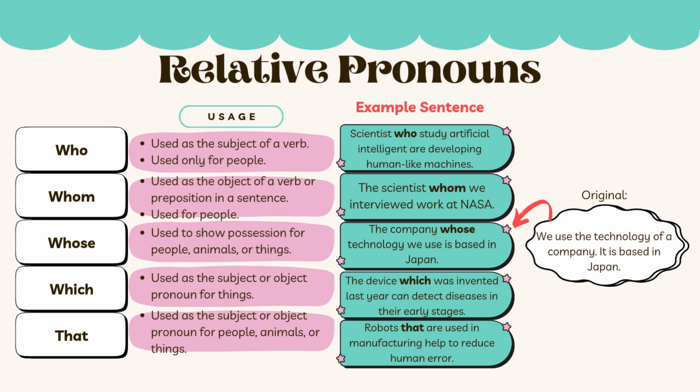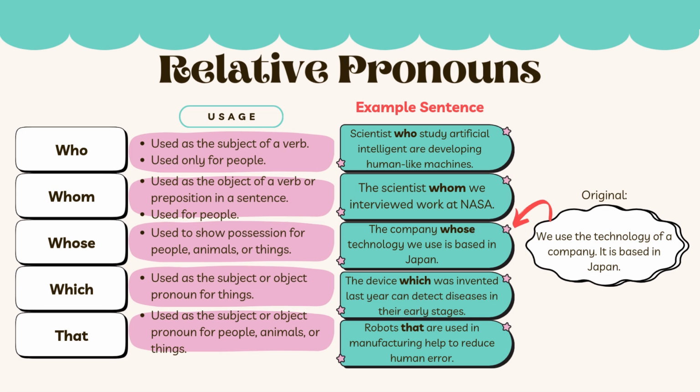What is a relative pronoun? A relative pronoun is a word that connects a noun to a group of words that give more information about it. Some common relative pronouns are who, whom, whose, which, and that. First, we start with who. Who is used as the subject of a verb and only for people. It is used to give more information about a person mentioned in the sentence, and it replaces the subject of the relative clause. For example, the scientists who study artificial intelligence are developing human-like machines. Here, who refers to the scientists and introduces the clause who study artificial intelligence.